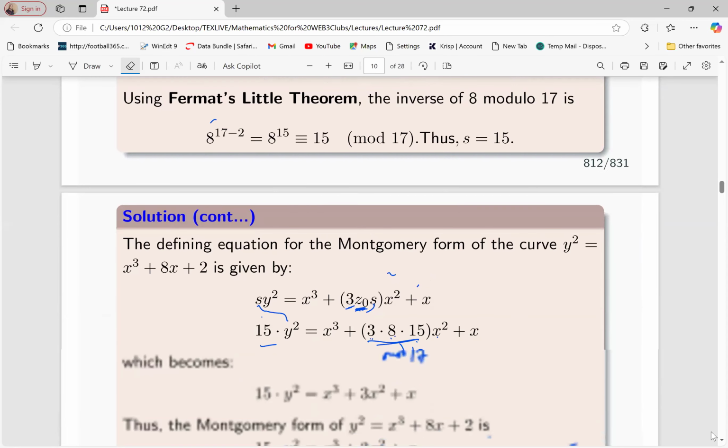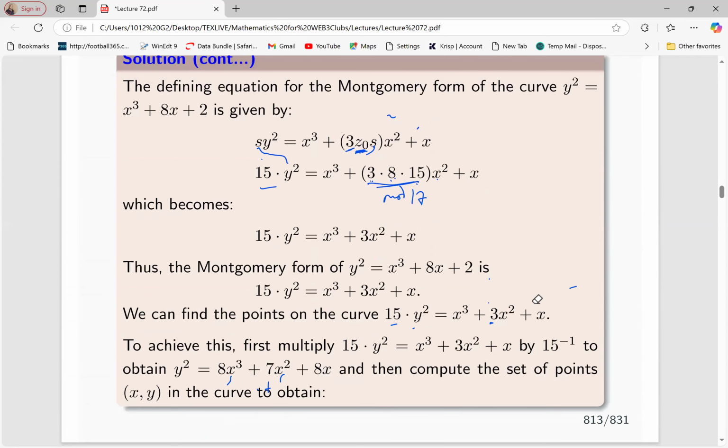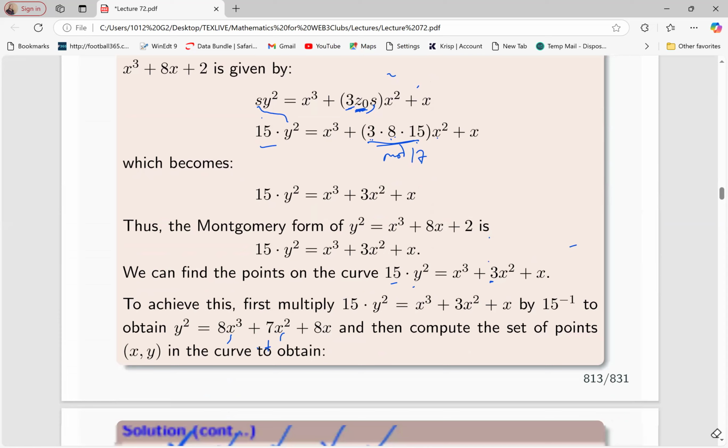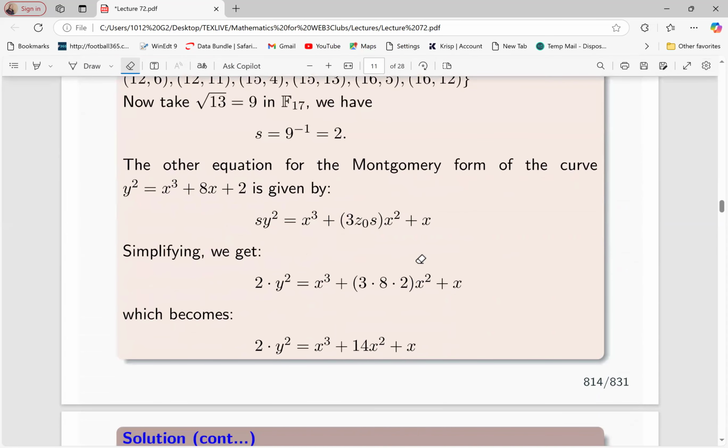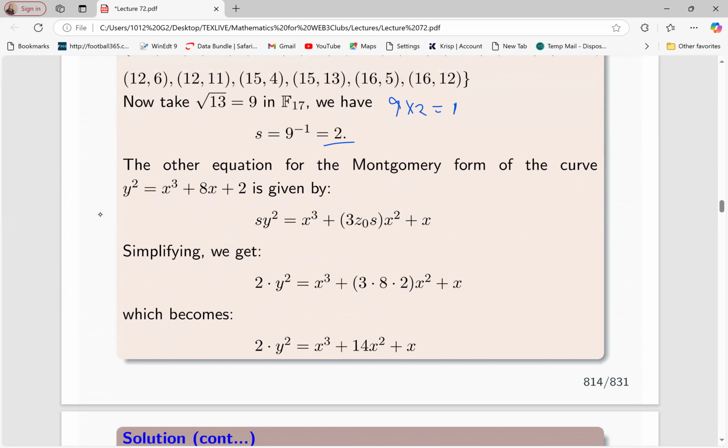The inverse we're just getting by the extended Euclidean algorithm. So the inverse of 9 is just 2, because 9 times 2 is 1 mod 17. So the inverse of 9 is 2. So our other S therefore is 2.